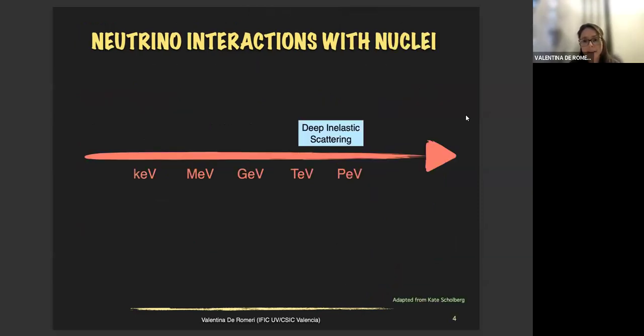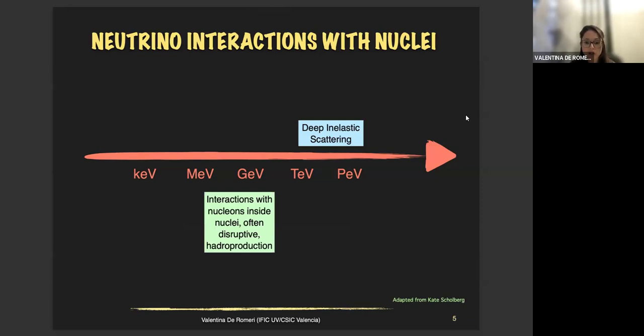So depending on the energy of the neutrinos, they can undergo different processes of interaction with nuclei. In particular, if neutrinos are very energetic, with energy above, let's say, the TeV scale or so, they would undergo deep inelastic scattering with nuclei, and this is a process that would literally blow up the nucleus, and it's, let's say, the most destructive of all the possible interactions of neutrinos with nuclei.